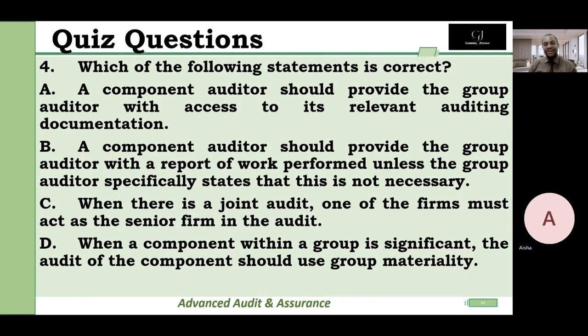So number 4 is A. A component auditor should provide the group auditor with access to its relevant auditing documentation. Exactly. And you chose B. A component auditor should provide the group auditor with a report of work performed unless the group auditor specifically states that this is not necessary. It's not possible. I was thinking they do work together. Okay, even if they work together, they have to still provide the report because the group audit is not in silos, they work in synergy. Synergy, okay. So the right answer is A, right? Yes, the component auditor should provide the group auditor with access to relevant auditing documentation.